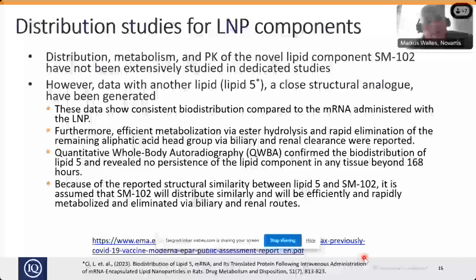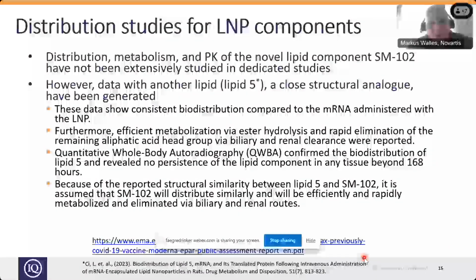So now let's come back quickly to the distribution of these LNP components. So the distribution of a novel lipid component has not been extensively studied in these studies. But as I mentioned before, studies have been previously conducted with a close analog, which is structurally very similar. So at least in the final registration dossier, the company could actually refer to this data and to bridge the results. So this is also another way to qualify your new components. But I would say, I will also mention at the end, it's always recommended that you discuss the strategy with the health authorities before you execute.